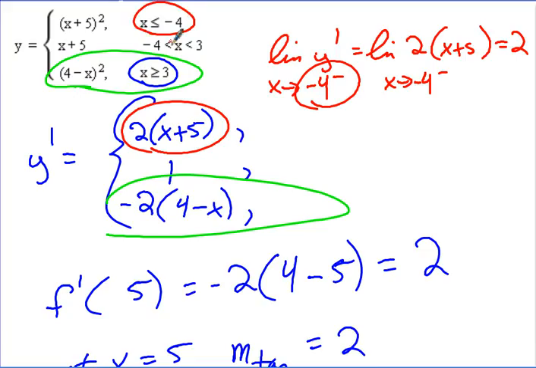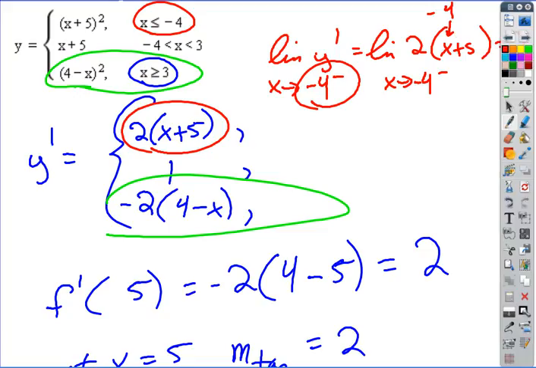Here's the derivative that we're going to evaluate directly. As he approaches -4 from the left, x is going to approach -4, so I plug that in. I get 2 times the quantity -4 plus 5, which is just 2 times 1. So as he approaches x equals -4 from the left, his slope sensor reading is +2.